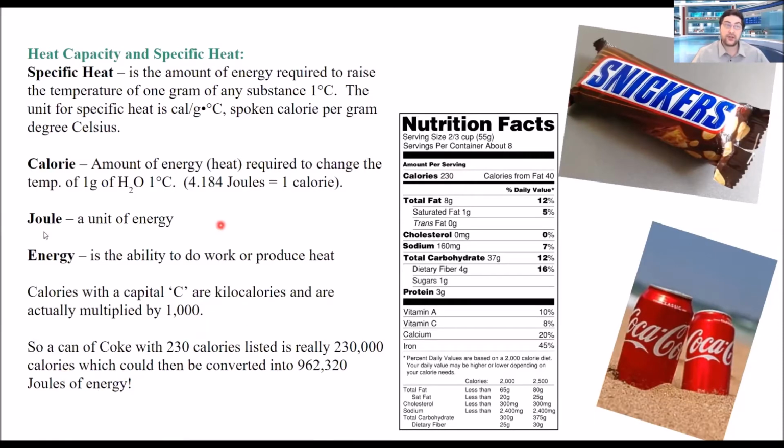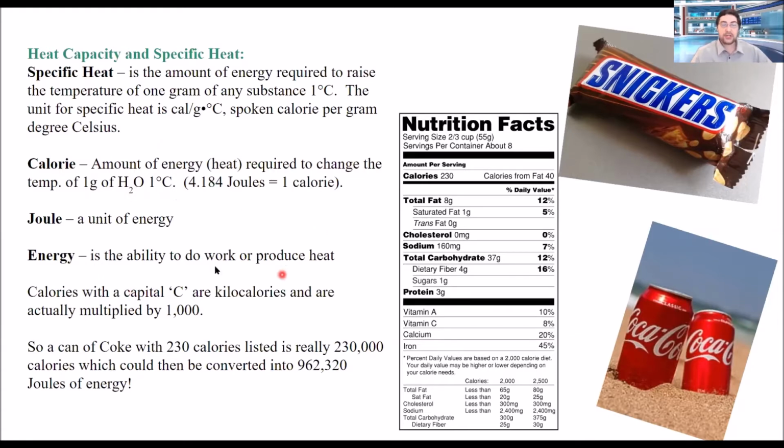Another type of energy unit that we might talk about would be joules. And this is the SI unit. This is what's used in every science class. And that says that 4.184 joules is equivalent to 1 lowercase c calorie, 1 regular calorie. The definition of a calorie is the amount of energy required to change the temperature of 1 gram of water by 1 degree Celsius. So the definition for specific heat and calorie is really, really similar. The only difference is that specific heat is talking about any substance, whereas calorie is talking about water.